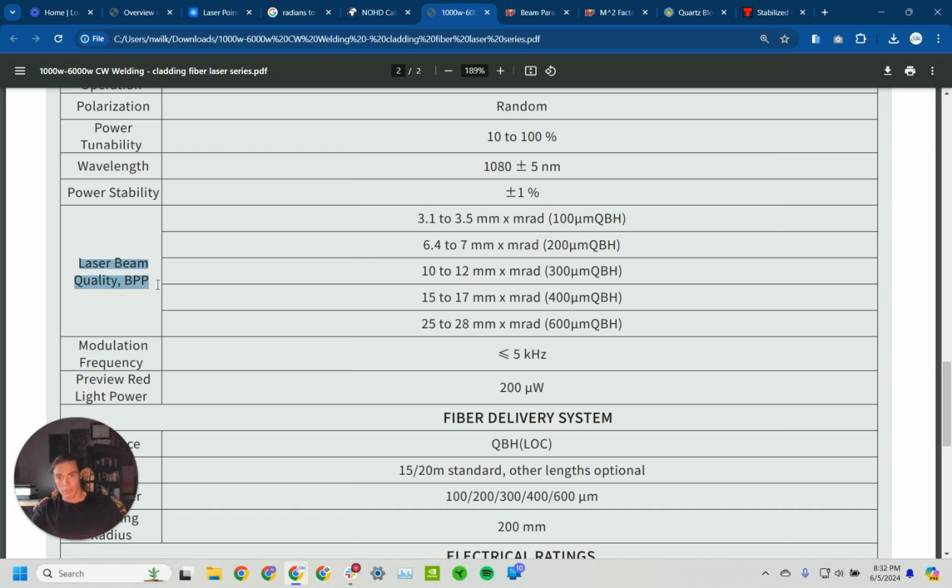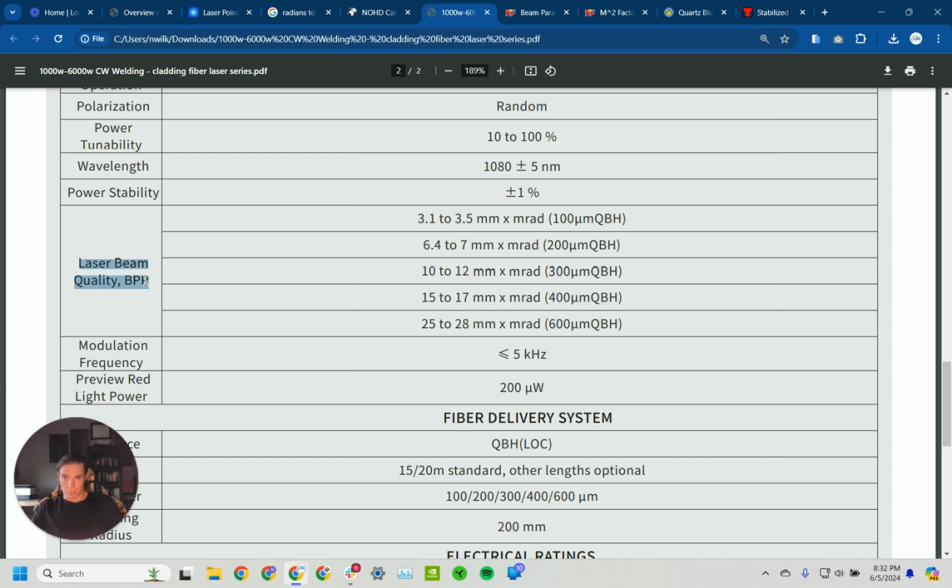Here's the important one. Laser beam quality, BPP. And it's got these weird units. So we've got millimeters, which is a unit of length. Then we've got milliradians, which is a unit of angle. And then in parentheses, we have microns, or micrometers, depending on where you went to school, which is also a unit of length. So what the heck is all this? Well, we're going to find out.